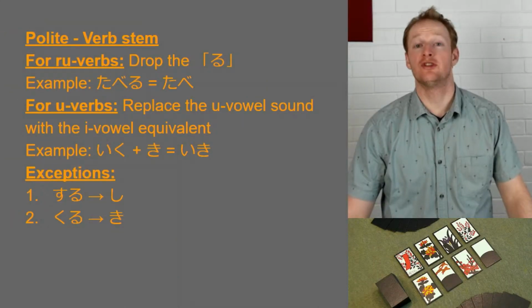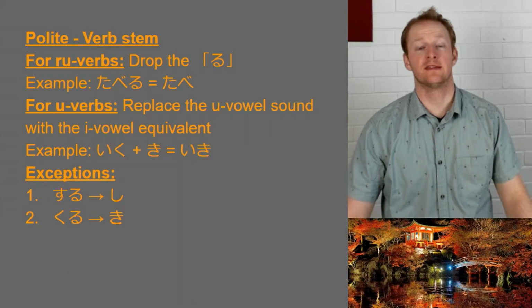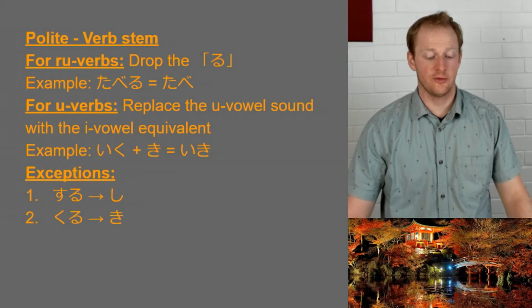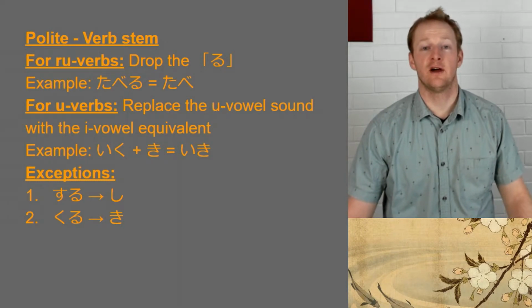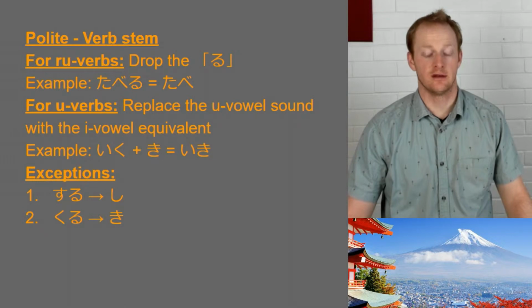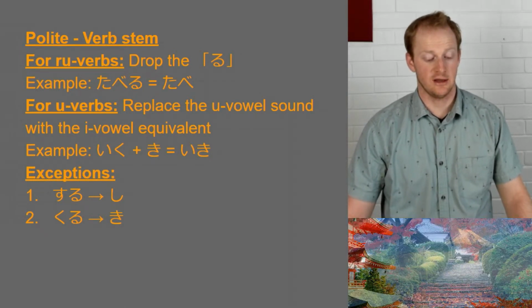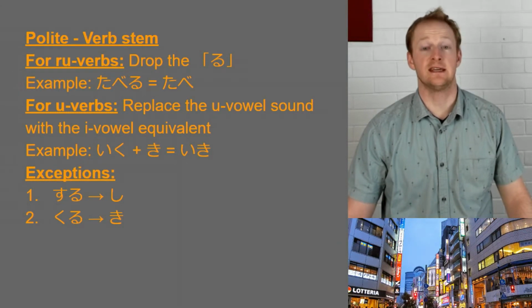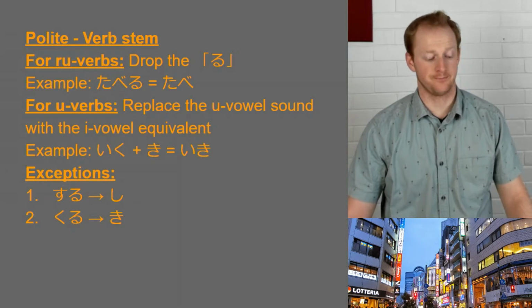For ru verbs, we just drop the ru. So if we had taberu, it just ends up being tabe. For u verbs, what we do is we replace that final u sound with the i vowel equivalent. So if we had iku, to go, as an example here, we would change that ku to a ki. The u goes to an i. So iki is our final result.